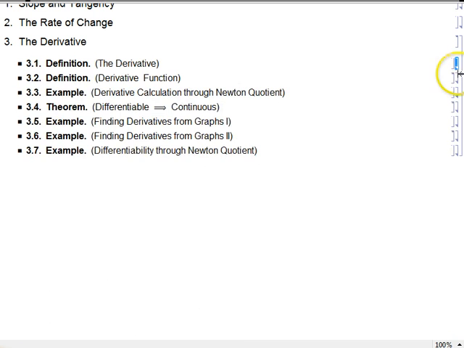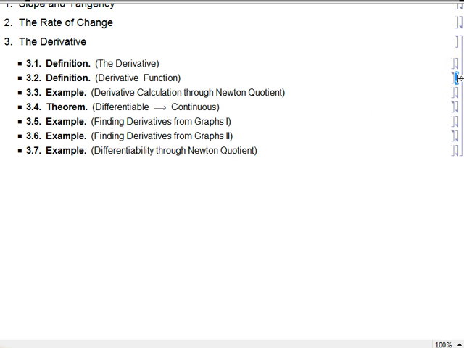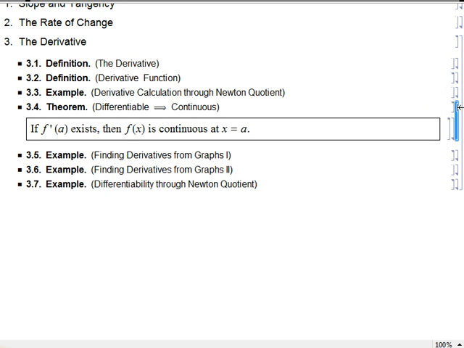And then change this A value around, then you're going to get a function given by the derivative. It is called the derivative function. And then we can actually calculate the derivative function using the Newton quotient, but we're going to postpone that. We talked about this theorem: if the derivative exists, then the function must be continuous. So, equivalently speaking, if you have discontinuity, then the derivative does not exist.